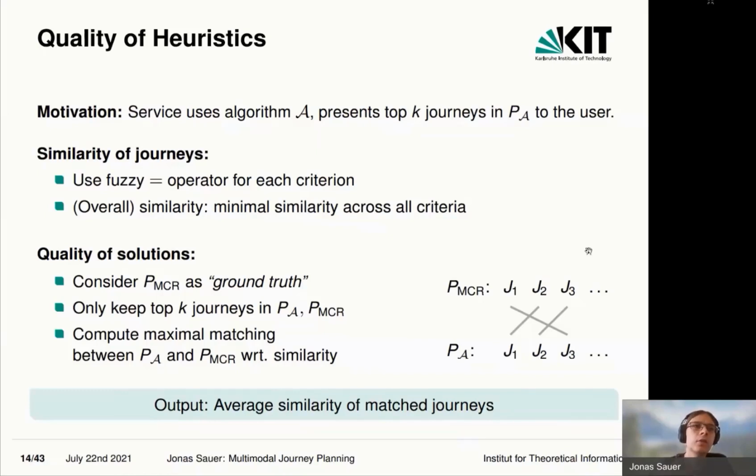And if we manage to compute the exact same top K journeys, obviously, that will give us an average similarity of 1. And if we miss out a journey, we're still doing okay if we find another journey that's not exactly the same but similar. But if we don't find a similar journey for one of the top K journeys, then our quality will suffer accordingly.